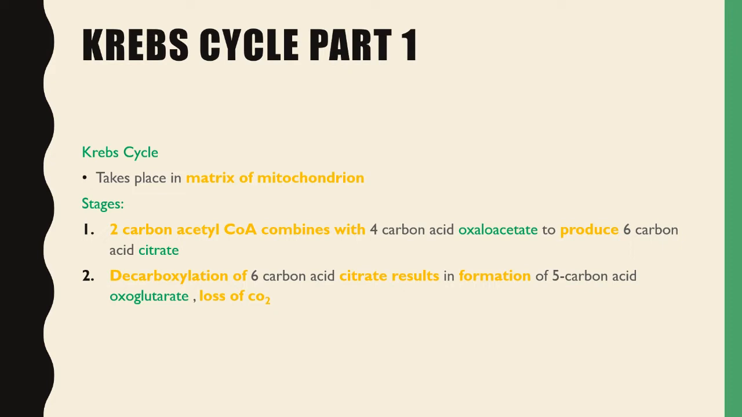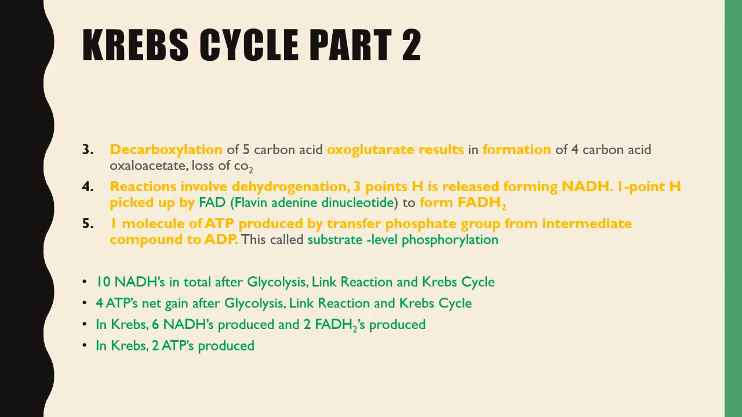So this 2-carbon acetyl CoA combines with the 4-carbon acid oxaloacetate to produce a 6-carbon acid, citrate. The decarboxylation of the 6-carbon acid citrate will result in the formation of the 5-carbon acid oxoglutarate, involving the loss of a CO2 molecule. The decarboxylation of this 5-carbon acid oxoglutarate will result in the formation of the 4-carbon acid oxaloacetate once more, and then this process repeats for the second molecule of acetyl CoA. And of course, this decarboxylation results in the loss of a CO2 molecule.